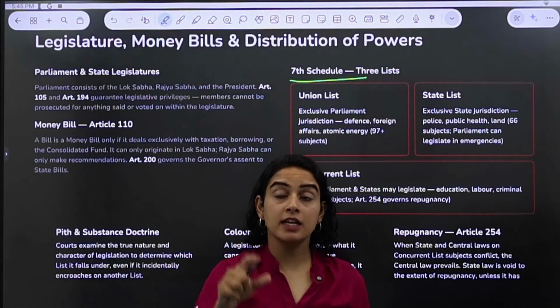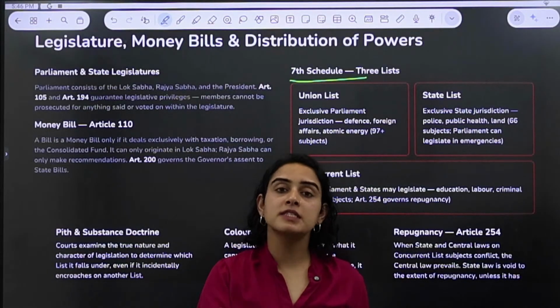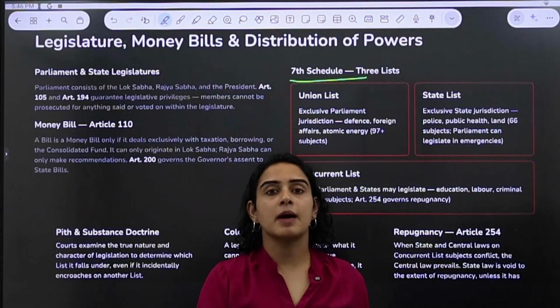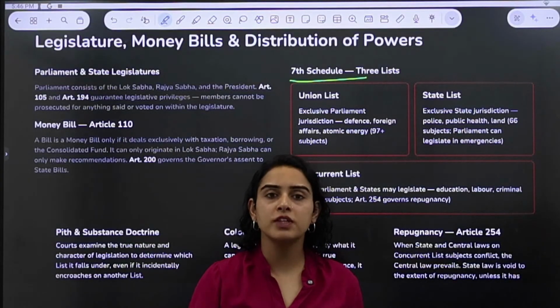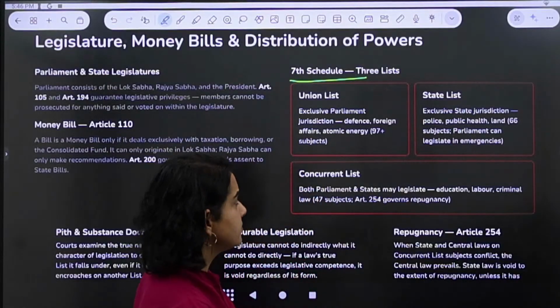It says that all the subjects that have been mentioned in the union list, it is going to be the central government's responsibility to make laws and policies around the same. For example, you have railways or defense or telecommunication, right? All of this is part of your union list. Then you have state list, right?